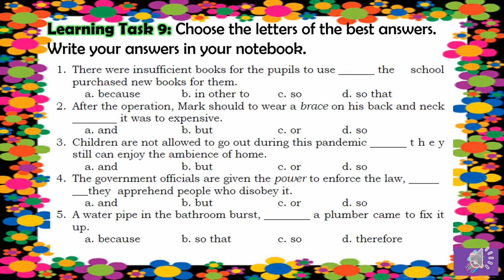Number 3, children are not allowed to go out during this pandemic. Blank, they still can enjoy the ambience of home. A and, B but, C or, D so. Number 4, the government officials are given the power to enforce the law. Blank, they apprehend people who disobey it. A and, B but, C or, D so. Number 5, a water pipe in the bathroom burst. Blank, a plumber came to fix it up. A because, B so that, C so, or D therefore.